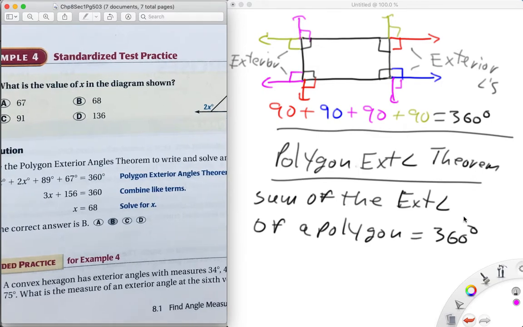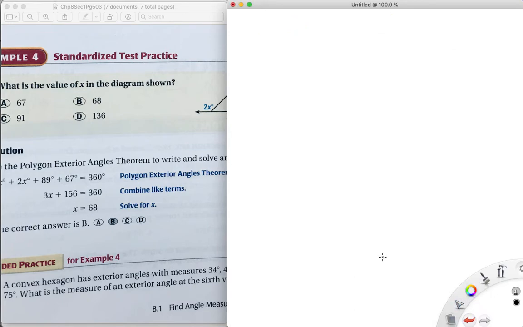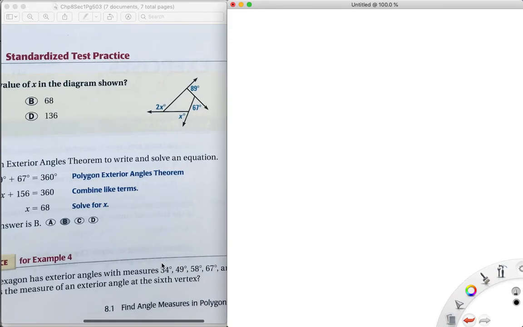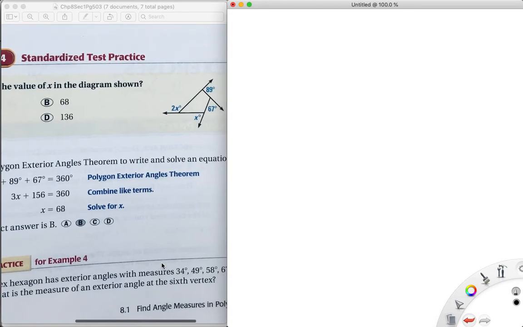All right, so we have a hexagon with exterior angles of that and that. So what is the measure of the sixth angle? So I know that the sum equals 360 degrees.